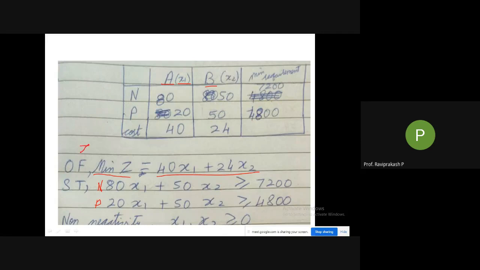I have not written it here, but earlier it was written. Make sure you are not skipping anything. Let X1 and X2 be the number of bags of A and B respectively. Then it is minimization of cost, so cost will be there: 40 into X1, because 40 is the cost of product A, plus 24 X2, because X2 is the number of bags of B and 24 is the cost per bag. This is the objective function. It should include cost and nothing else.